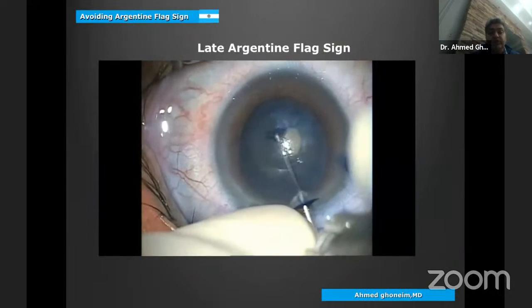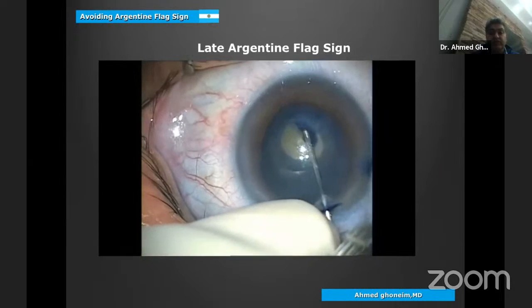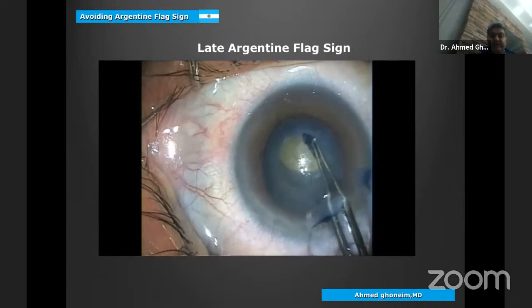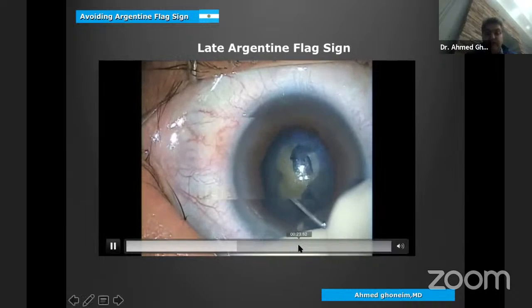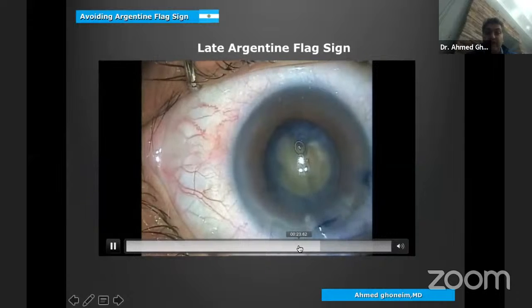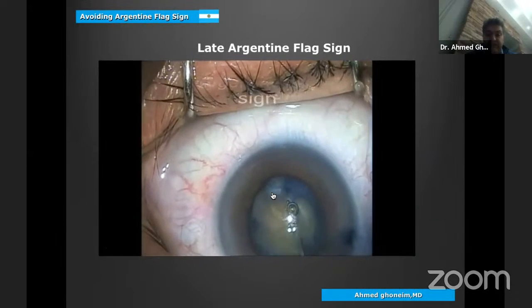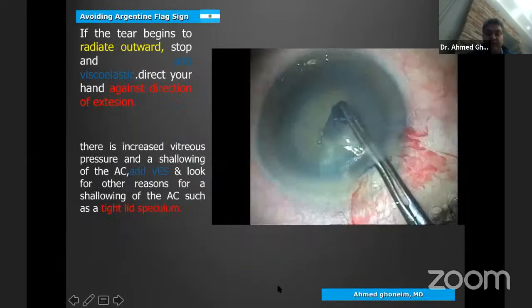We can also face a late Argentine flag sign, like in this case where we have some sort of capsular fibrosis on the anterior capsule. This area is one of the weakest parts in the anterior capsule. So while trying to rotate the lens like here, you might find a late Argentine flag sign even if you finished your rexis. Like in this case, you can see the extension. For me, I don't recommend to complete a case like this.